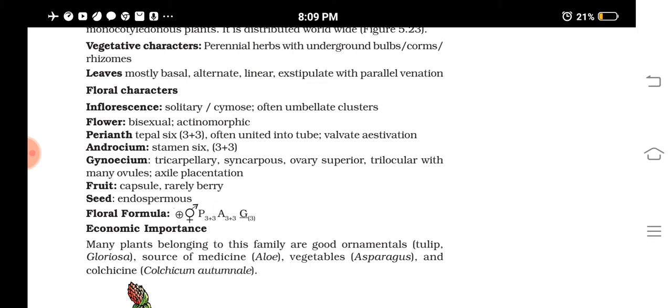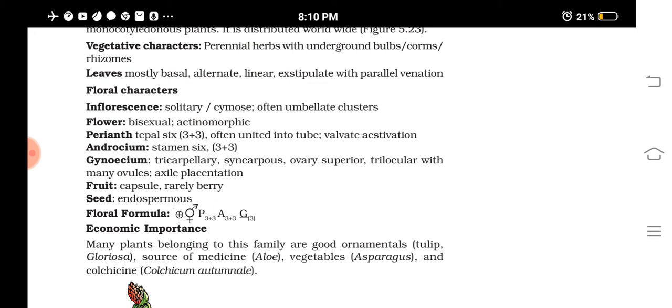Umbellate clusters. So like this, a kind of cymose only it is. Cymose and racemose, do you remember? So a kind of cymose only you can see. The flowers, if you see, are bisexual. What do you mean by bisexual? Both androecium and gynoecium will be there.